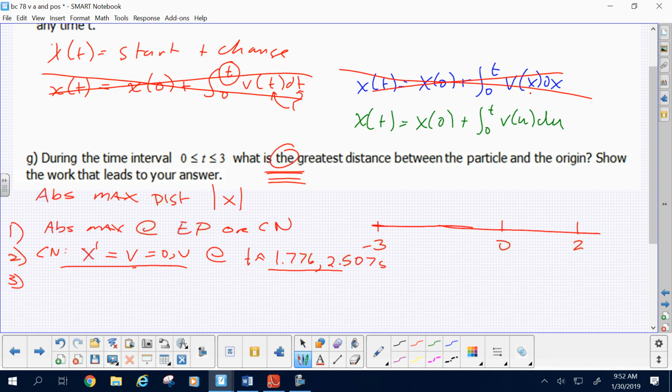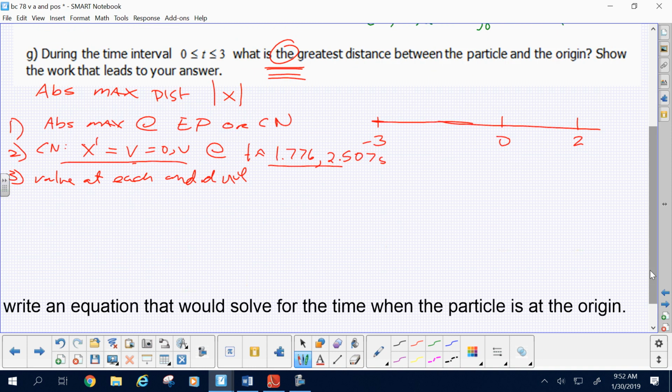Now I need to find the value at each candidate. Now by value I mean the x value. That says candidate, by the way. Okay, x, the candidates are t at 0, 3, 1.776, and 2.507. Those are the candidates. x at 0 is given. What is it?